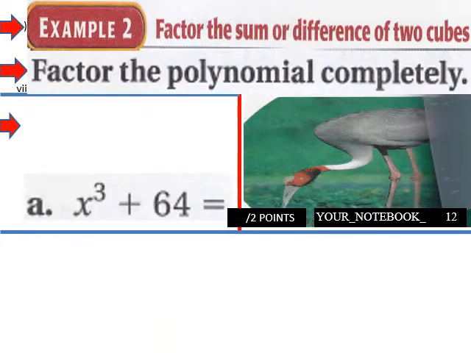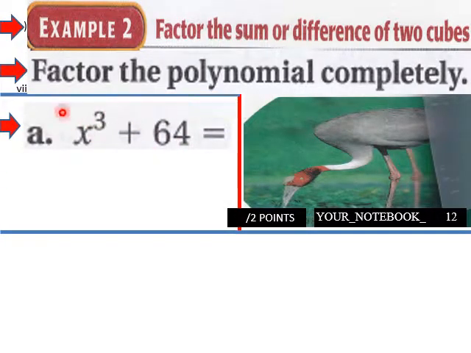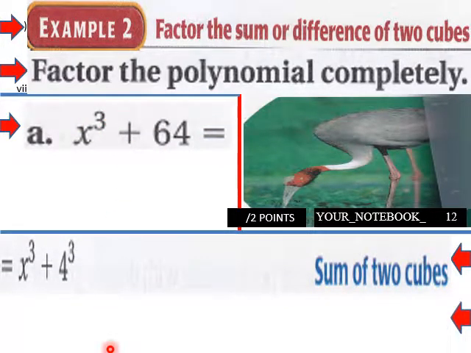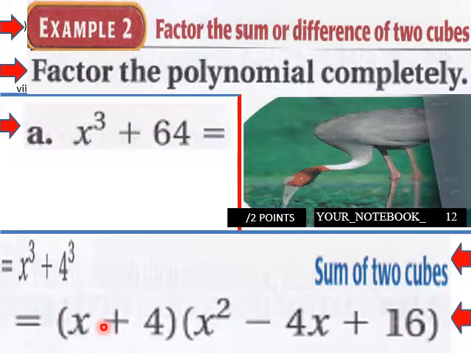Okay, example 2, factor sum or difference of two cubes. We have a sum of two cubes here. It can be factored into this. That can go to this here. 64 is 4 cubed, and then we follow the pattern of factoring that sum of two cubes, and then we come up with this.